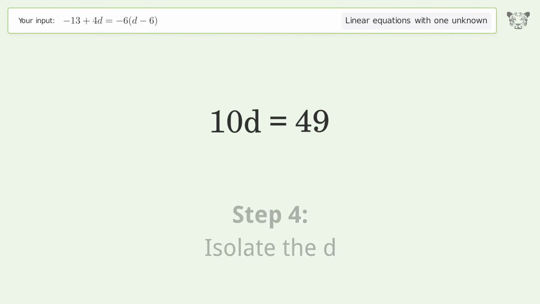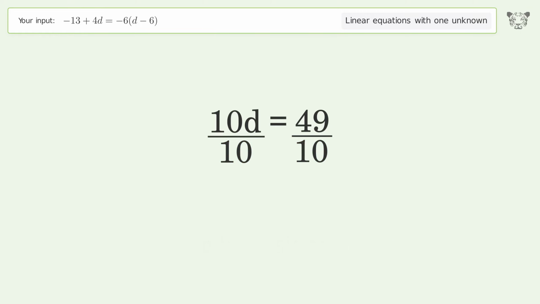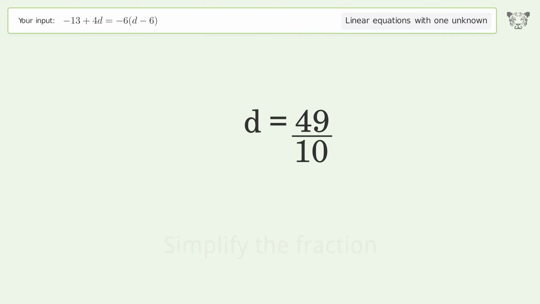Isolate the d. Divide both sides by 10. Simplify the fraction. And so the final result is d equals 49/10.